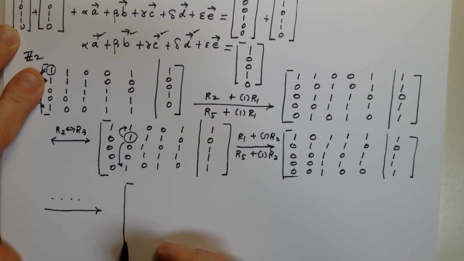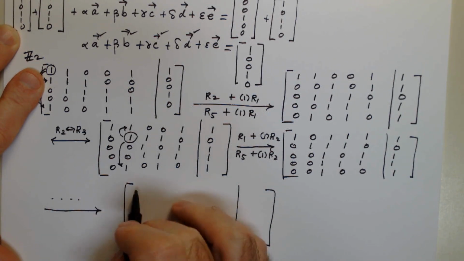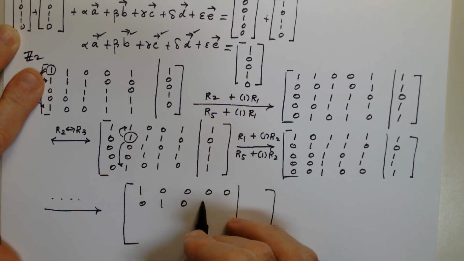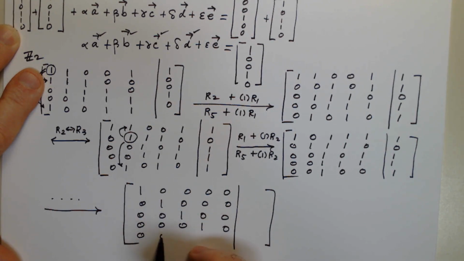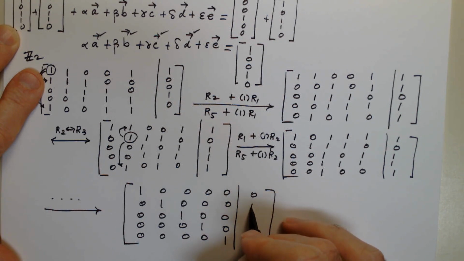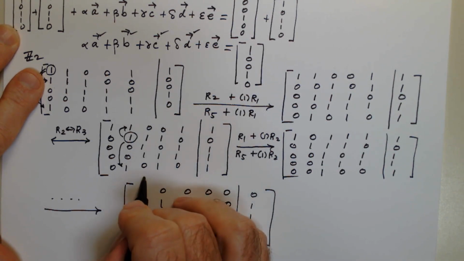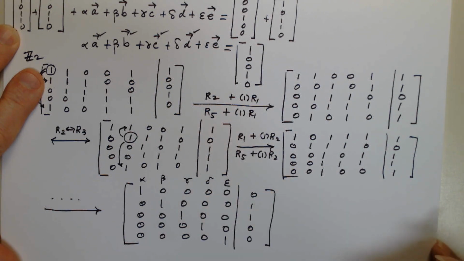Here's the final state of our system. This row reduces very nicely. Each and every row has a leading 1. Beautiful. And the column looks like this. Okay? Now remember, our variables are alpha, beta, gamma, delta, and epsilon.